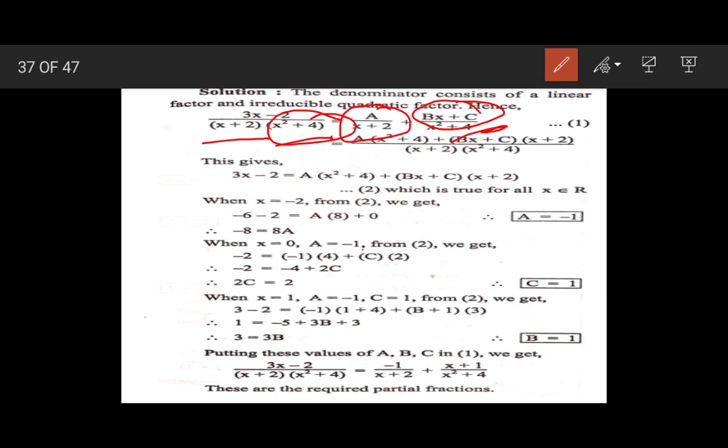So it is clear: if the denominator has a quadratic factor, first try to reduce it. If we cannot factorize the quadratic factor of the denominator, in that case we consider it an irreducible quadratic. For an irreducible quadratic, the numerator will be a linear expression, not a single constant. In the numerator there will be an x term. So (bx plus c) upon x square plus 4.